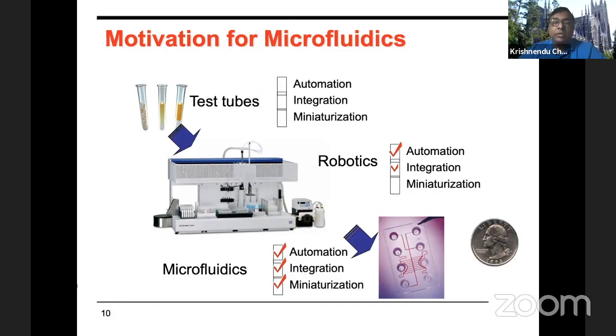So in the test tube world, the old days, everything was large. We had milliliter volumes. There was no automation, no integration, and no miniaturization. You can use robots. There are methods based on robotics where you can program a robot to basically pick up samples and reagents and place them elsewhere. So this gives you automation. It's an overall integrated system, but it's very bulky, very big. So you can't really make it portable. You can't run these tests in the field. With microfluidics, you get all the benefits. You get automation. You can run software to run these devices. It's all integrated. Everything is in a very small package, and things are small.